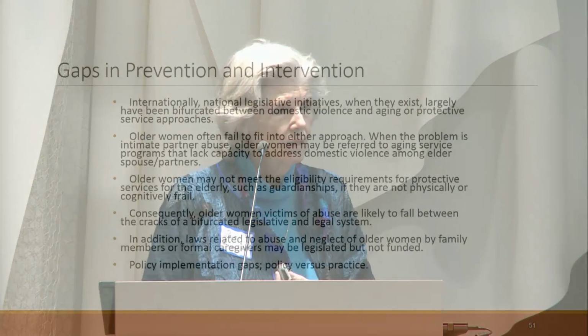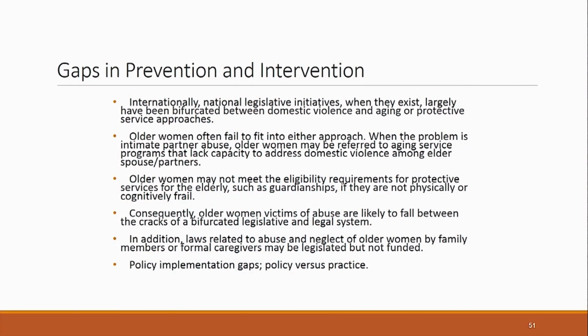So, gaps in prevention and intervention, this came out of the expert group meeting. Internationally, national legislative initiatives, when they exist, have been largely bifurcated between domestic violence and the aging or protective service approaches. Older women often fail to fit either approach, and when the problem is intimate partner abuse of older women, they might be referred to aging service programs that lack capacity for addressing domestic violence among elder spouse partners. Older women might not meet the eligibility criteria both for DV shelters and for protective services for the elderly if they're not physically or cognitively frail, and in the case of DV shelters, if they are.